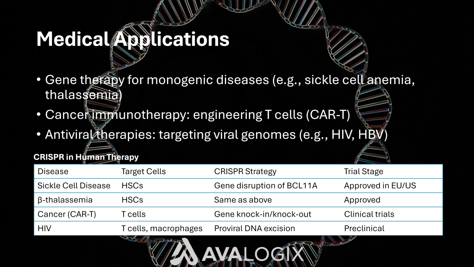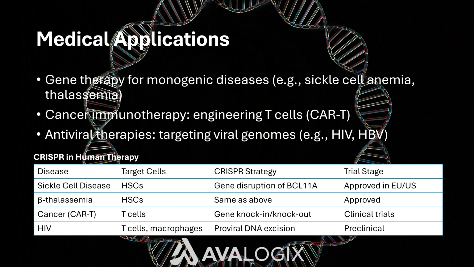CRISPR-Cas has now entered the clinical arena with promising applications in human medicine. One of the most prominent uses is in gene therapy for monogenic disorders, diseases caused by mutations in a single gene. Conditions like sickle cell anemia and beta thalassemia are now being treated by editing hematopoietic stem cells using CRISPR-Cas9 to correct or disrupt the faulty gene.